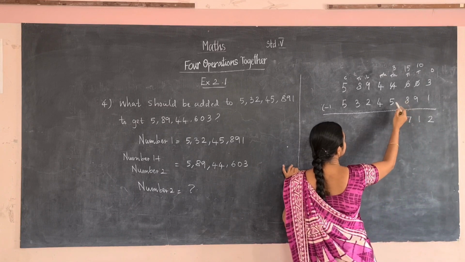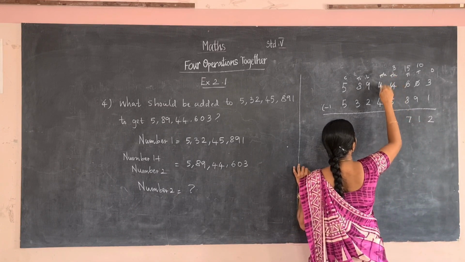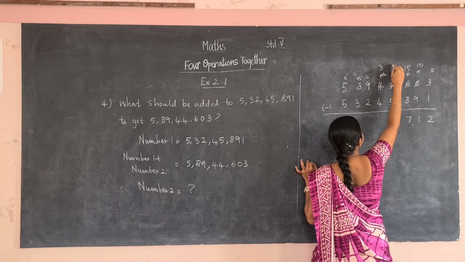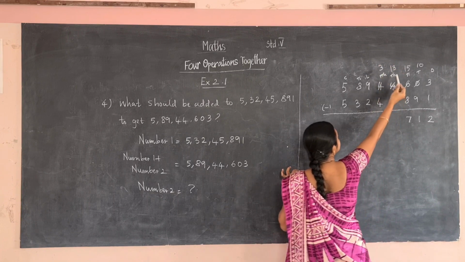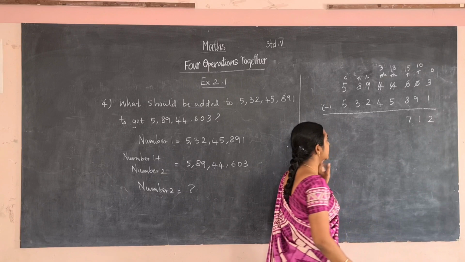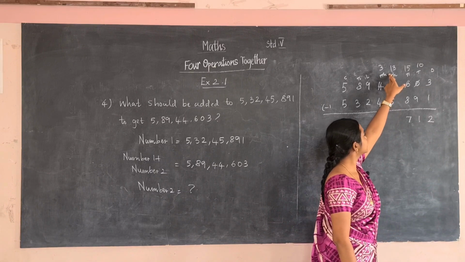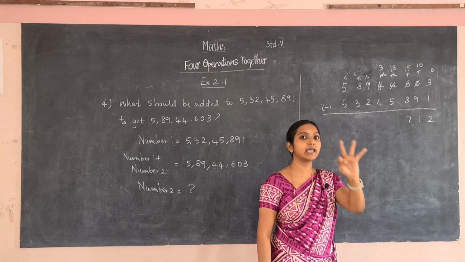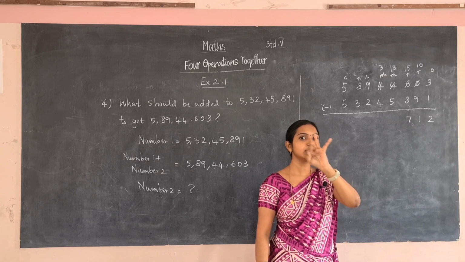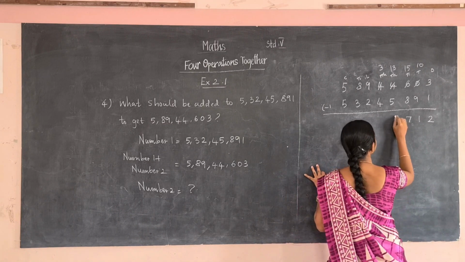Now we cannot subtract 5 from 3. So borrow 1 from 4. So 4 will be changed as 3 and 3 will be changed as 13. Now start counting from 5 until you reach 13. That will be 6, 7, 8, 9, 10, 11, 12 and 13. So the number is 8.